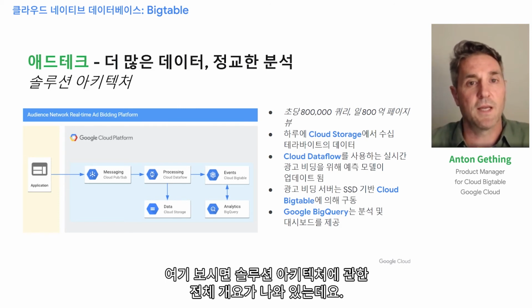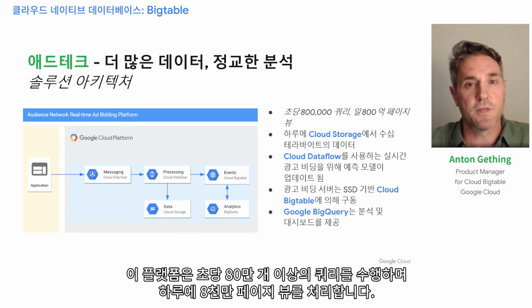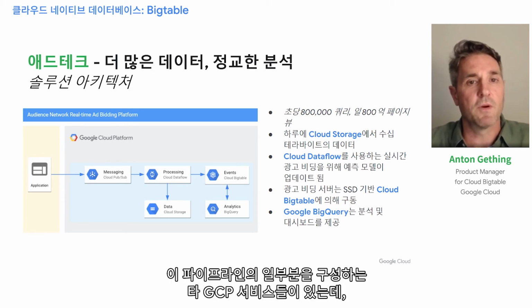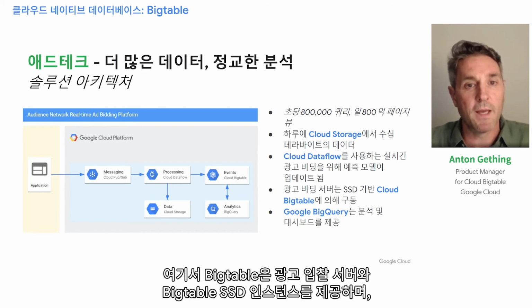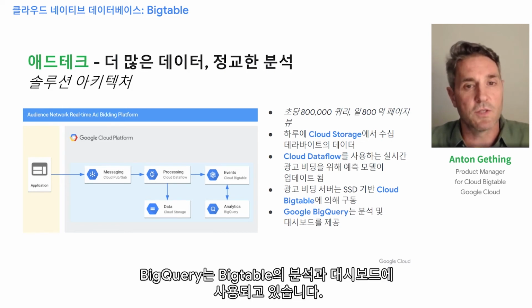This platform is handling over 800,000 queries per second, 80 million page views per day. There are a number of other GCP services that form part of this pipeline, where Bigtable is serving the ad bidding servers, Bigtable SSD instance, and BigQuery is being used for analytics and dashboards on Bigtable.